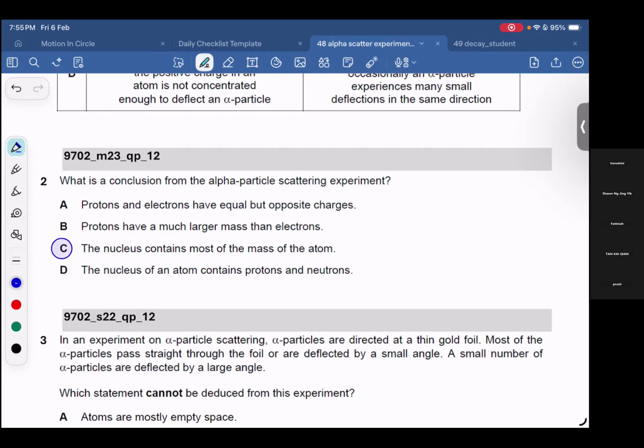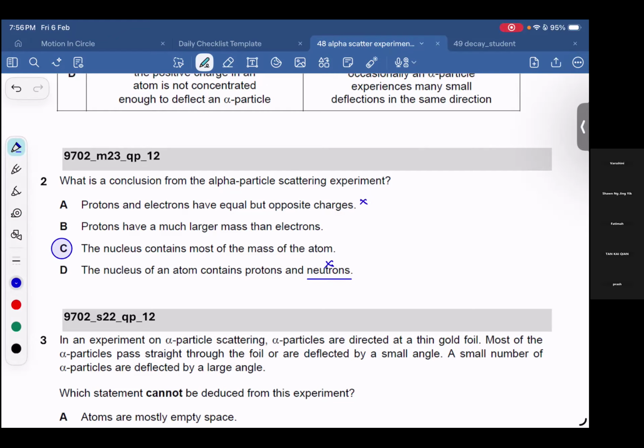Okay, here the answer should be C. This is the conclusion that we can make. Okay, Sean, correct. Why was the answer wrong just now? I didn't mention this one. From this experiment, we can't know about neutrons. We cannot make a conclusion that the nucleus contains neutrons. No, we cannot. Then A, proton and neutron have equal and opposite charge. How do we know? We don't know.